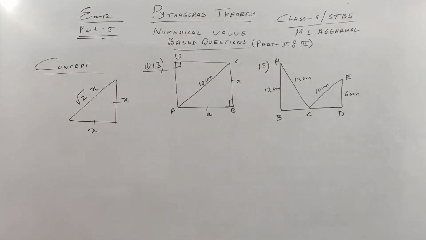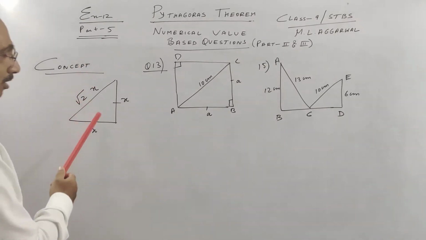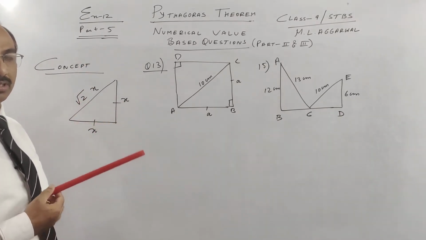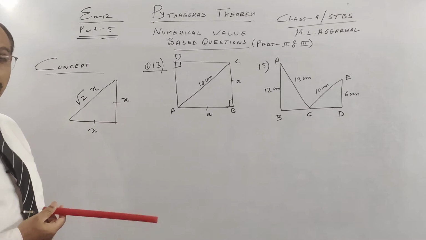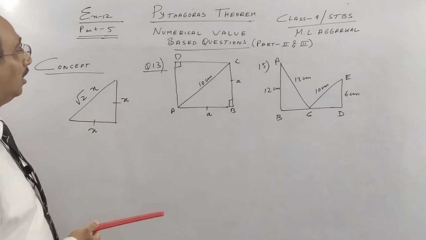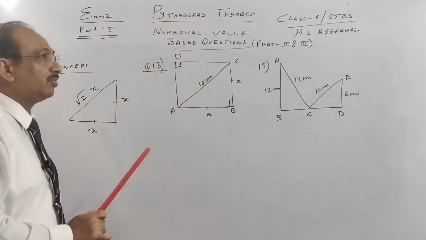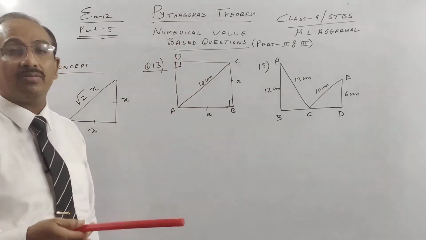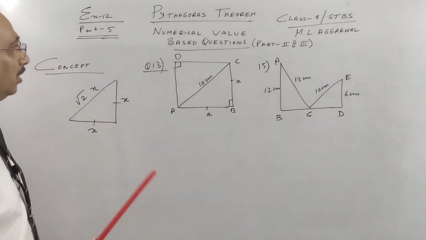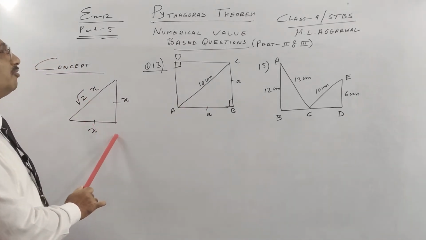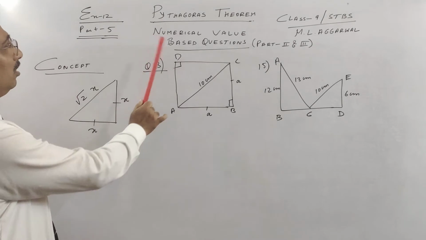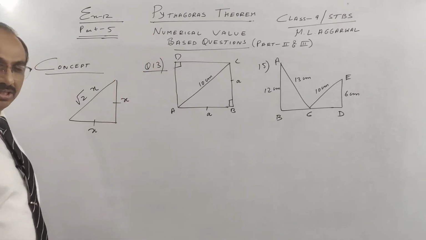So hello children, now we go to part 5 of our lesson on Pythagoras theorem. In part 1 I gave you the concept of Pythagoras theorem and Pythagorean triplets or triples. Then in parts 2 and 3 I did numerical value based questions where values are given. In part 4 I did proving questions where no values are given. So this is my third and final video lesson on numerical value based questions.